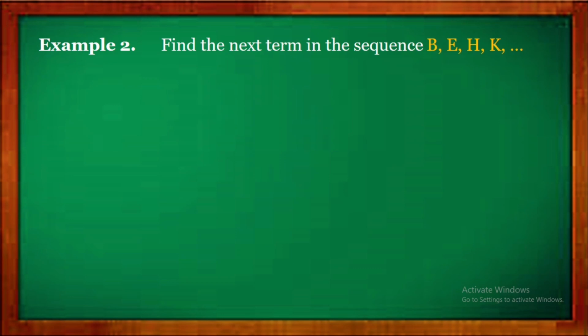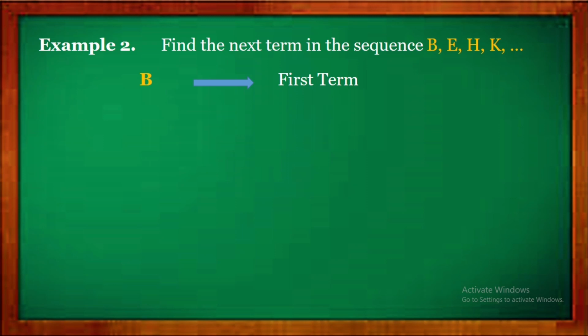Okay, example number 2. Find the next term in the sequence B, E, H, and K. So now we are going to find out what is the next term after the letter K. Again, our a sub 1 here, or our first term, is B.